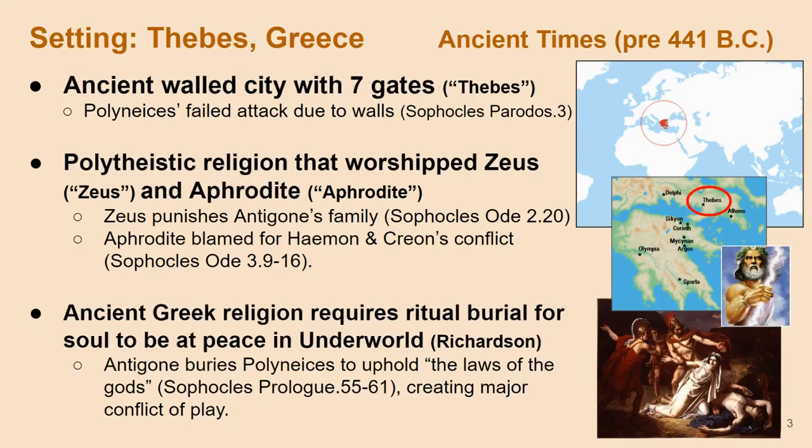Antigone by Sophocles takes place in Thebes, Greece, prior to 441 BC, when the play was first performed, and draws on tales from Greek mythology. Thebes was an ancient walled city said to have 7 gates.